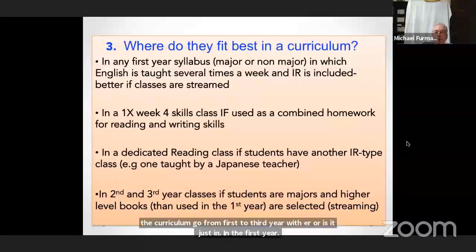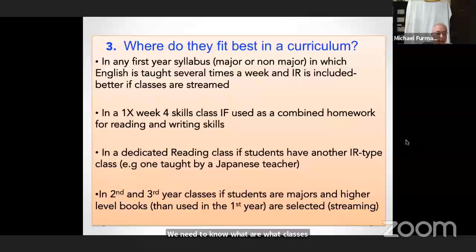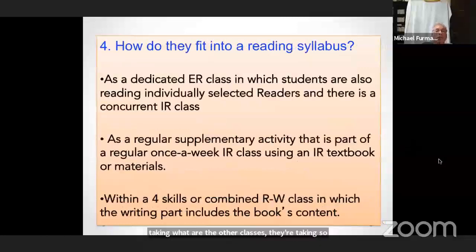Okay. We need to know what classes our students are taking. What are the other classes they're taking so that we don't duplicate? So how does it fit into a reading syllabus? So in my case, it's a dedicated ER class in which students have an IR class at the same time.